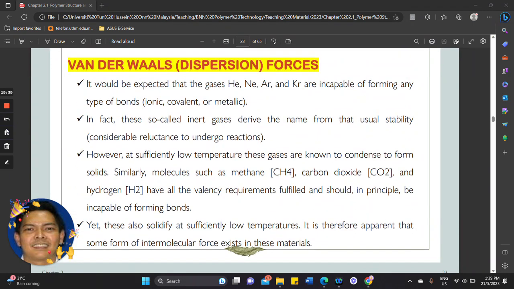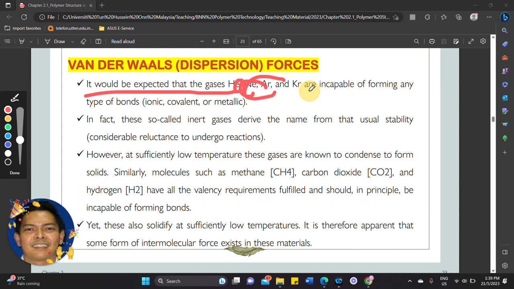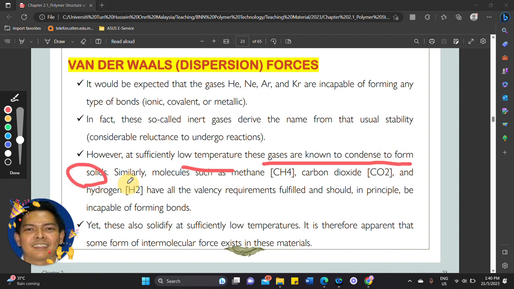Van der Waals dispersion forces. It would be expected that the gases helium, neon, argon, and krypton are incapable of forming any type of bonding, ionic, covalent, or even metallic. In fact, these so-called inert gases derive their name from being usually stable, considered to be reluctant to undergo reaction. However, at sufficiently low temperature, these gases are known to condense to form solids.